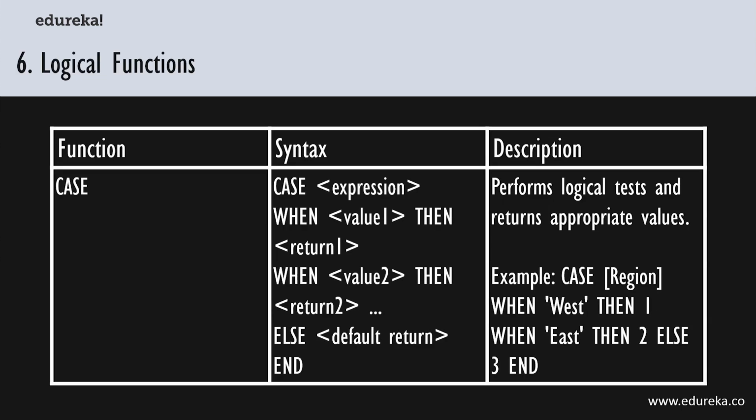Next, you have case. If any of you are from the coding background, you can relate it with the switch case. It performs a number of logical tests and returns appropriate values. The case function evaluates expressions, compares them to a sequence of values, and returns a result. When a value that matches the expression is encountered, case returns the corresponding return value. If no match is found, then the default return expression is used, and if there is no default return and no values match, then null is returned. Case is often easier to use than if, else, and statements like that.